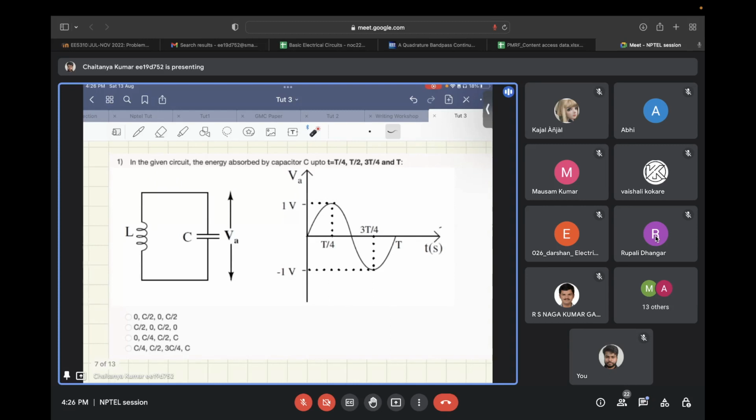So this is a lossless LC tank circuit, and the voltage across the capacitor is given in this graph, and you need to find the energy that is absorbed by the capacitor up to time equal to T by 4, T by 2, 3T by 4, and T. So just paste in the chat box with option A, B, C, or D, whichever you think is correct.